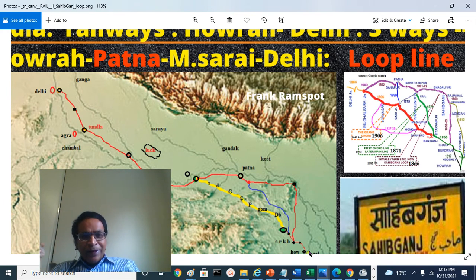Now we can go to Mughalsarai and Varanasi, get into Lucknow, and so on. That's possible now because now there is more transportation, more building. So that was the Sahibganj line.